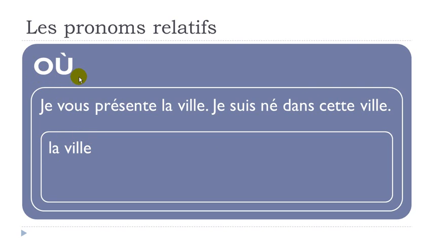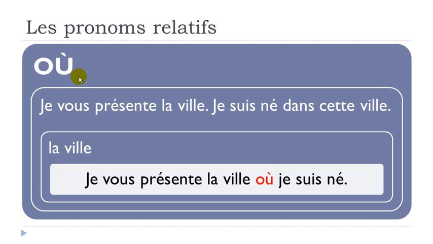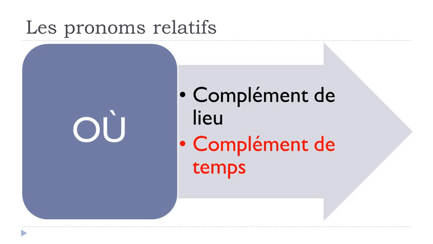If you want to avoid repeating la ville, then you will have to use this où pronom, and the sentence will go like that. Je vous présente la ville. So your first sentence doesn't change at all. Où, so you put your pronom here, and then je suis né. The rest continues like that.